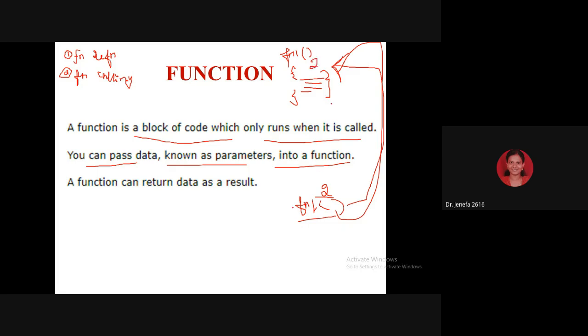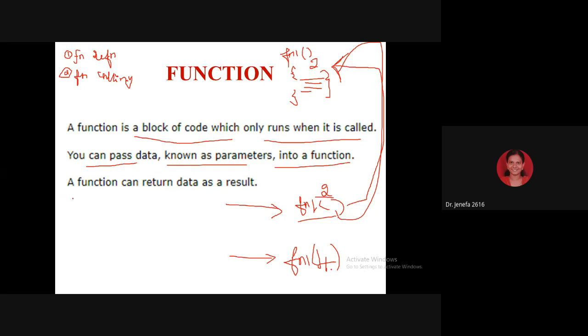Initially I'm calling function 1 with the parameter 2. Suppose at the end of a program, I'm calling the same function again with a different value. In the first case, the value 2 is passed from function calling to function definition. But in the second case, the parameter value 4 is passed from function calling to function definition. So this is how we can pass values from function calling to function definition. So you can pass data known as parameters into a function.